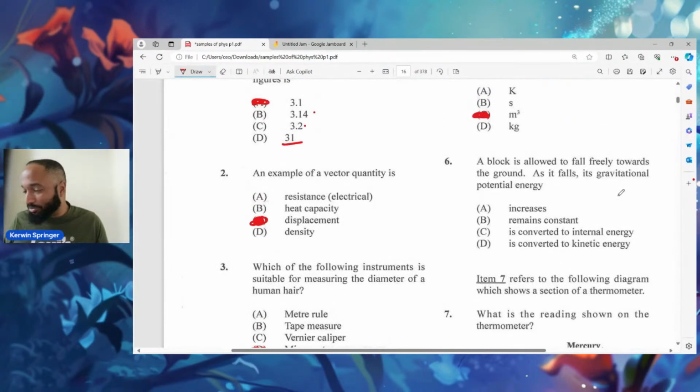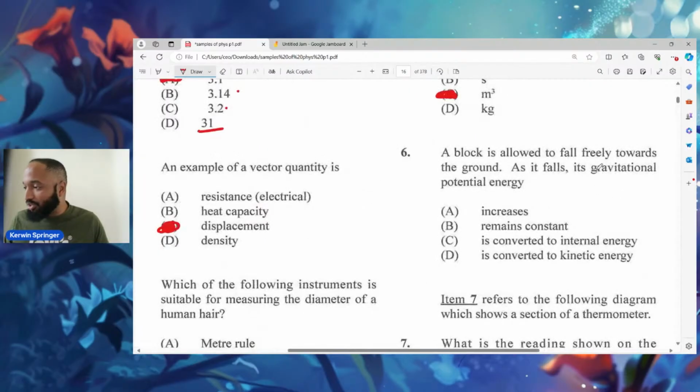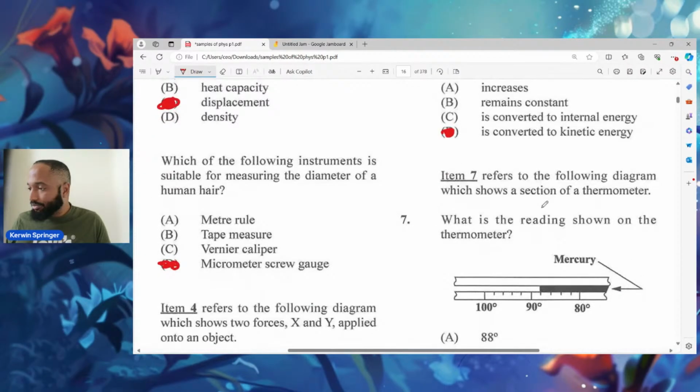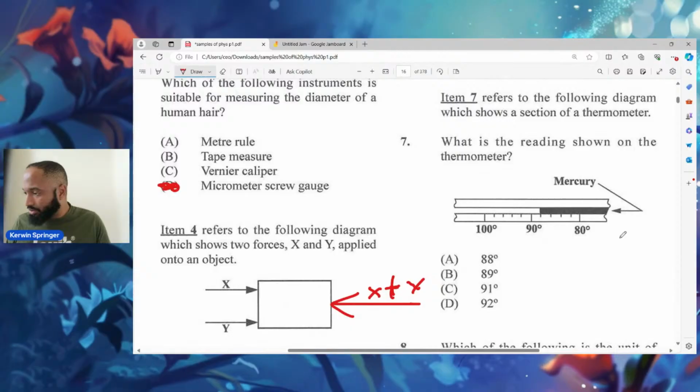10 newtons or something. A block is allowed to fall freely towards the ground. As it falls, its gravitational potential energy decreases. It's converted to kinetic energy. What is the reading shown? It's coming from this way. A lot of people put 91. Tricks. And it's not even 89, because this is 80. So 2, 4, 6, 8, 88.